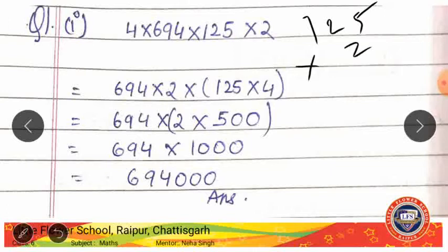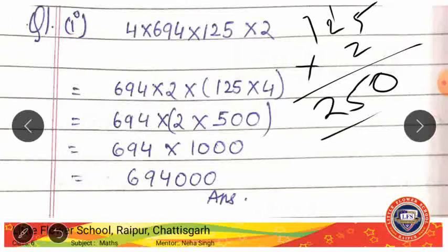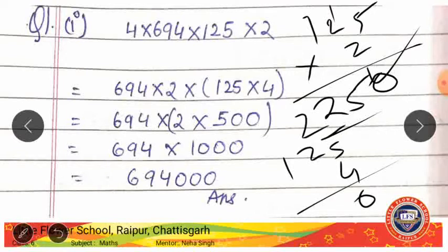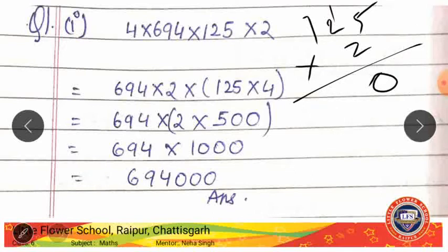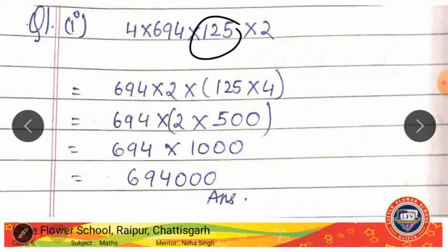125 into 2: 5 2s are 10, 2 2s are 4 and 1, 250, a multiple of 10. And 125 into 4: 5 4s are 20, 4 2s are 8 and 2 is 10, 4 1s are 4 and 1 is 5, 500, right? This is a multiple of 100. So we can multiply either pair first, but since we get a multiple of 100, it will be simpler. So first we'll pair these two numbers.